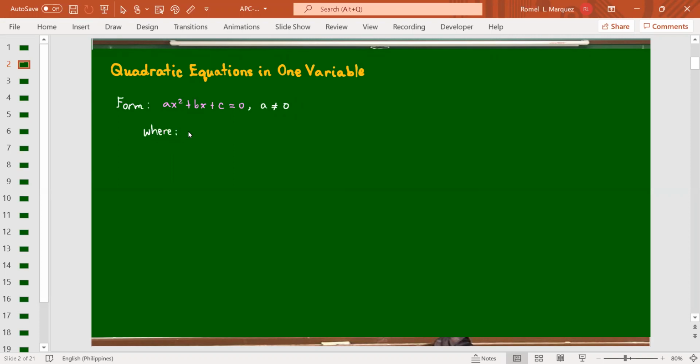And a, b, and c are supposed to be constants. x is the variable.